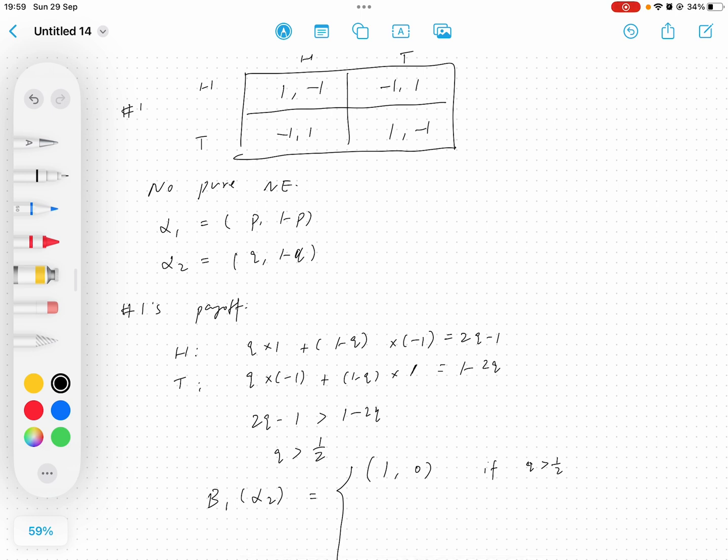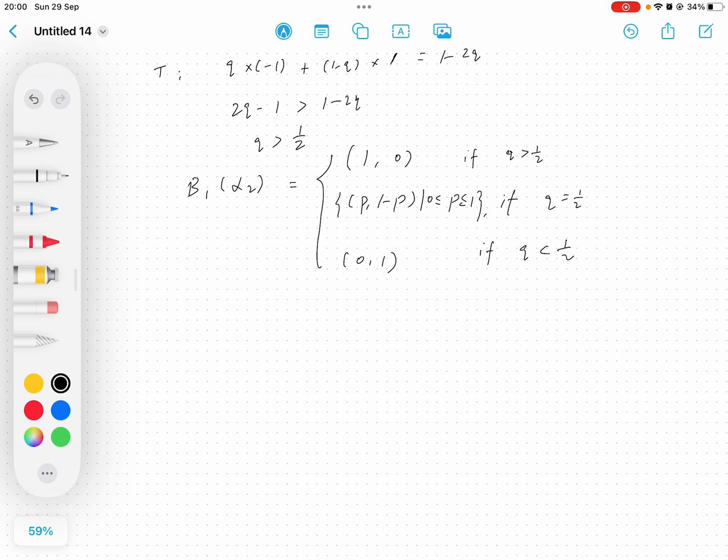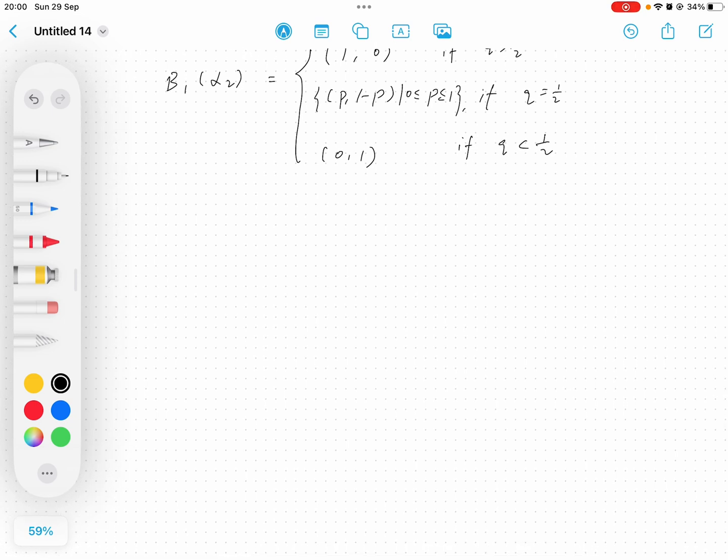Because if Q is greater than a half, then playing H can get a higher utility for player 1. So player 1 should play H all the time, right? Otherwise, if Q is less than half, then this should be 0 and 1, right? But what if Q is exactly a half? Then in this case, any convex combination should work, right? So P and 1 minus P could be anything between 0 and 1, okay? And maybe you can already see that the mixed strategy Nash exists at some crossing point of those two halves, right? Yeah, we'll see that later.